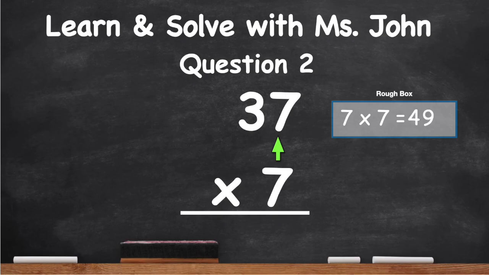49. So this is a 2-digit answer, and we still have more multiplication to do. We're going to bring that 9 to the ones column of the answer section, and we're going to carry that 4 to the tens column by the 3.